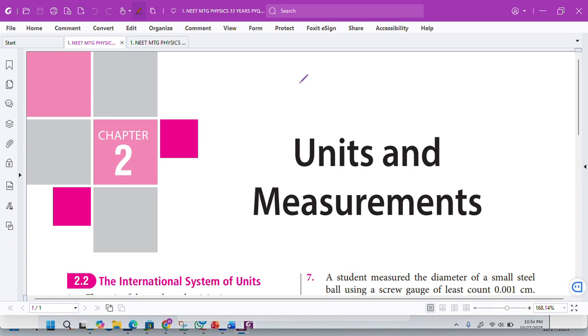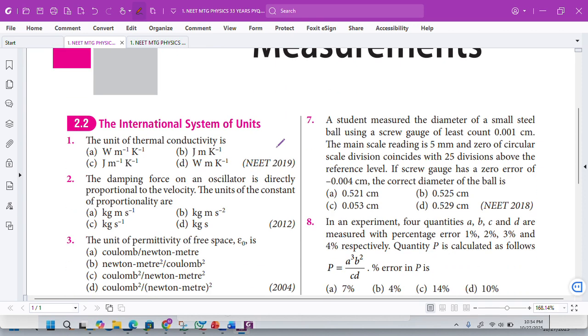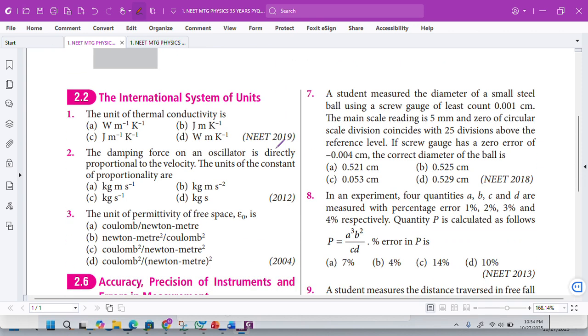Dear students, today we will solve some NEET questions on the first chapter, that is units and measurement. In that first chapter I will try to solve some NEET based questions on the first topic, that is the international system of units. First, dear students, I will read the question.